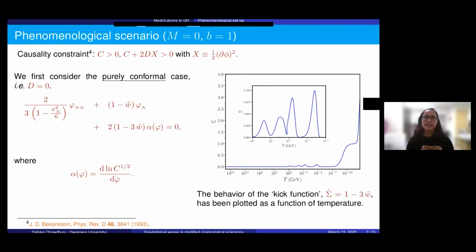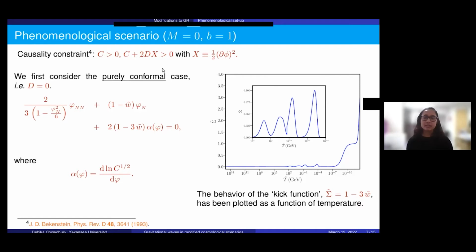So first, the case I will consider is the phenomenological case. Here there is a causality constraint which will relate C and D, the conformal and disformal factors, through the first equation that I have put here. At first I will consider a simple case, a purely conformal case where D is equal to 0. In this case, as we can see, the causality constraint is automatically satisfied.